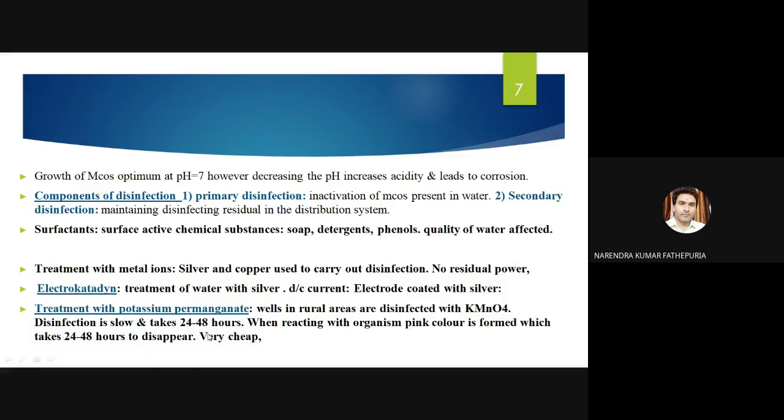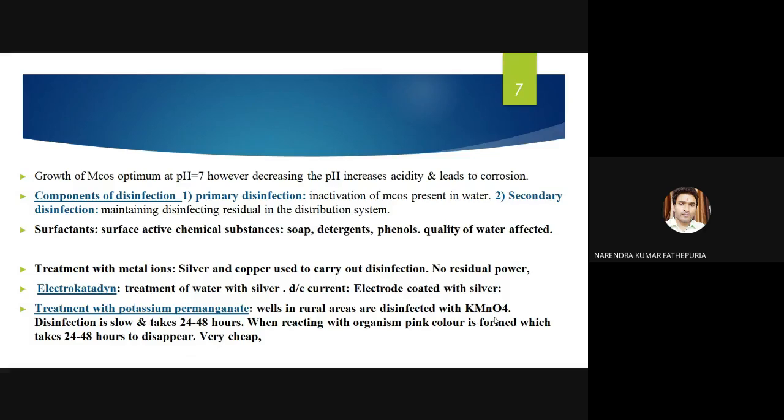Treatment with KMnO4: in rural areas, water is disinfected with KMnO4. Disinfection is slow and takes 24 to 48 hours. If you belong to villages, in the rainy season the government PHD department used to provide KMnO4 in powdered form, and they put it in water bodies like wells. It's a very good disinfectant, potassium permanganate, and after 24 to 48 hours water will be completely free from pathogens and bacteria, and the water will be smelly for a few days.